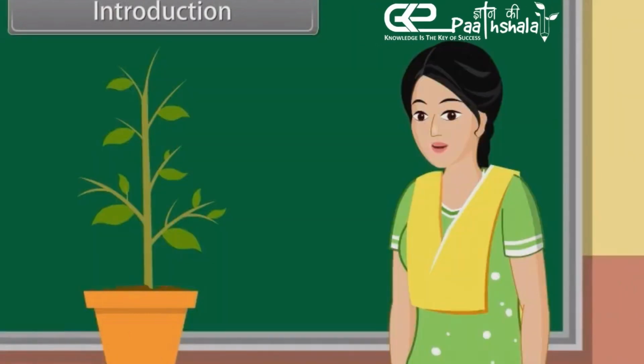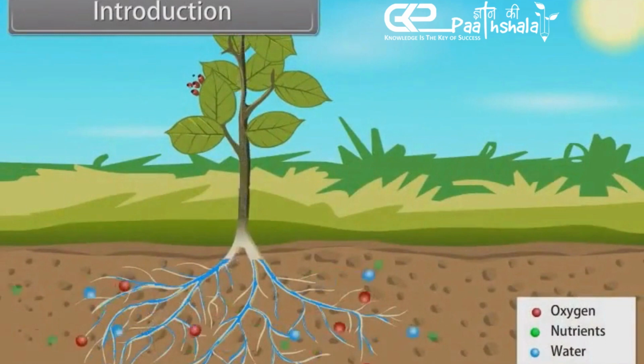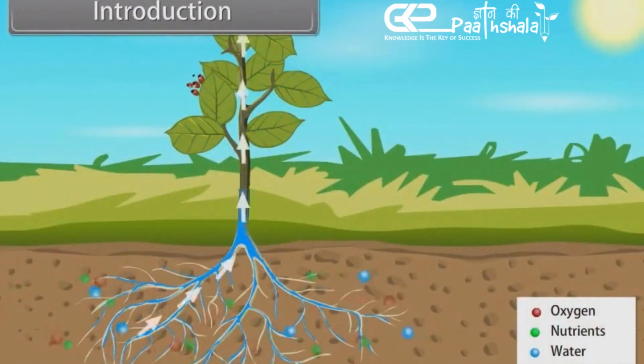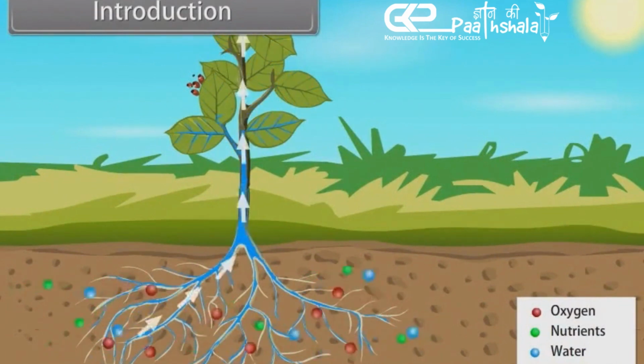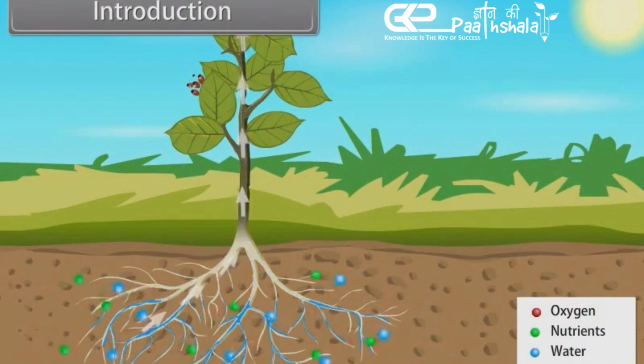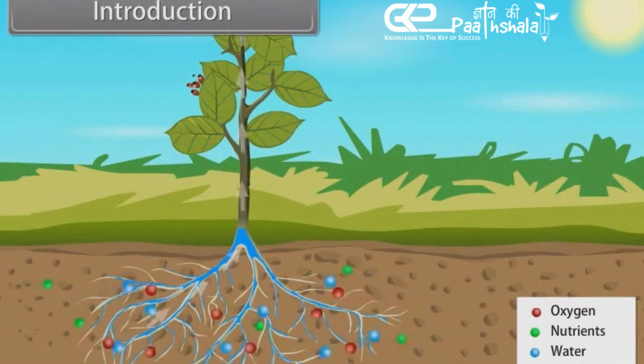Ma'am, can we measure the growth of plants? Good question, Rahul. Yes, we can. The growth of a plant can be measured by considering various factors such as nutrients availability, water availability, oxygen, etc. One more thing I would like to tell you that there are 5 plant growth regulators. They are auxins, gibberellins, cytokinins, ethylene, and abscisic acid.